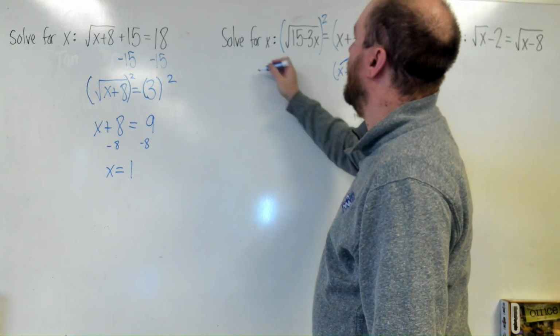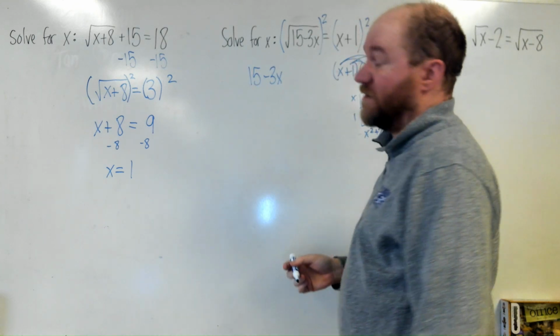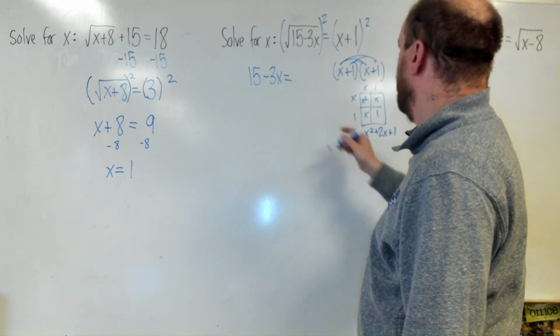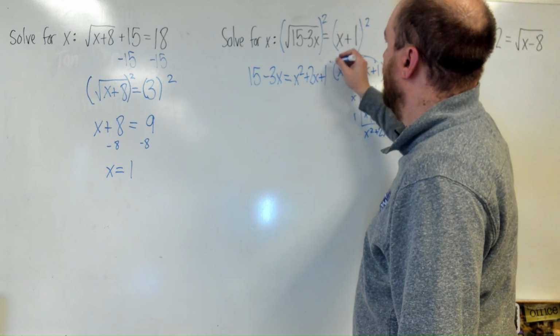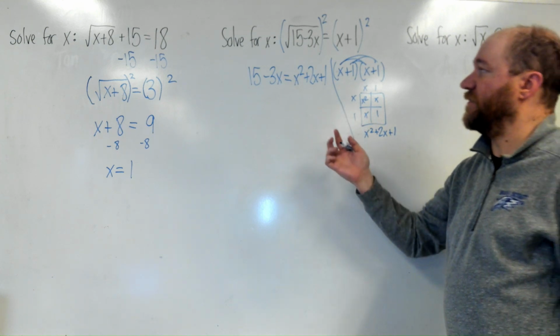Let's square both sides. And we get 15 minus 3x. The square cancels the square root sign. And that simplifies to x squared plus 2x plus 1. Little line there to show that that's separate. All right, and now let's solve this equation.